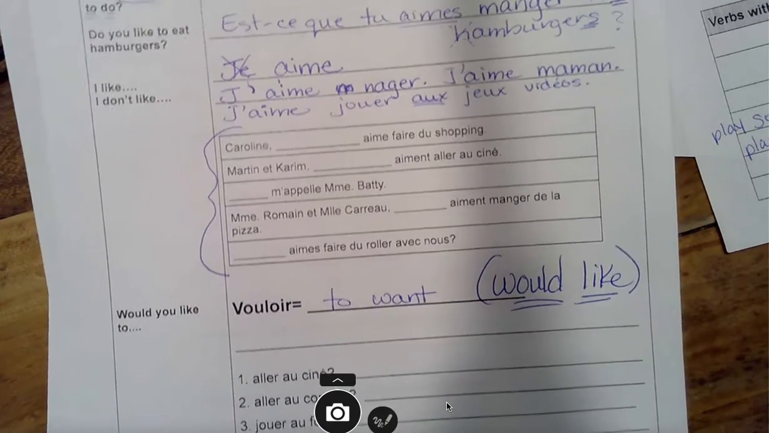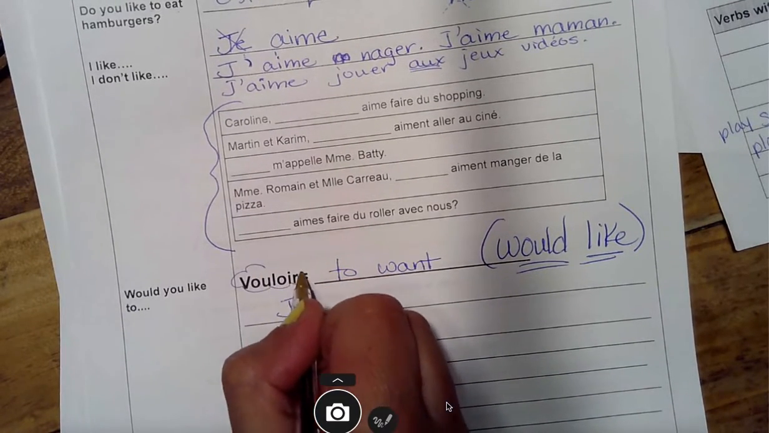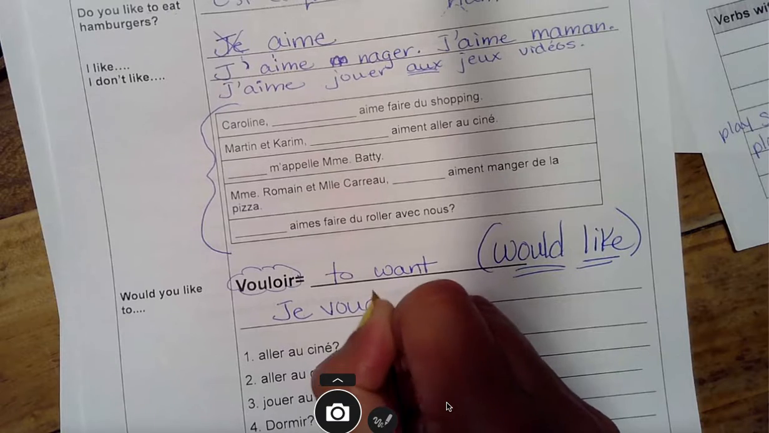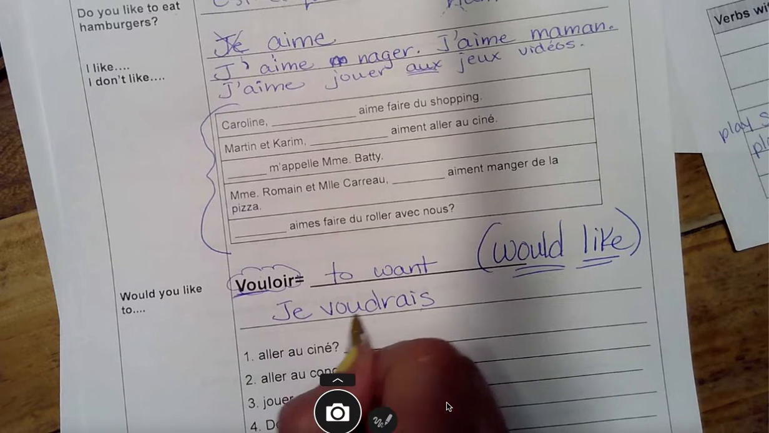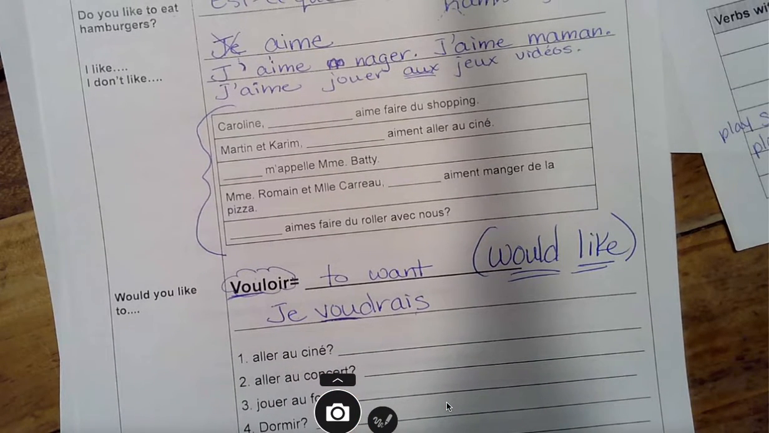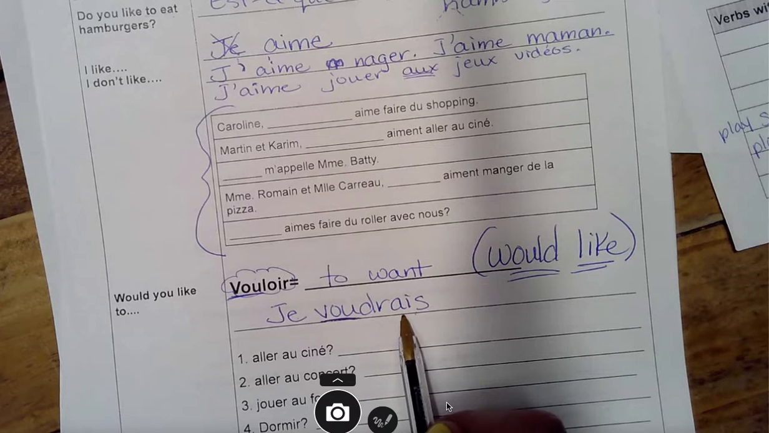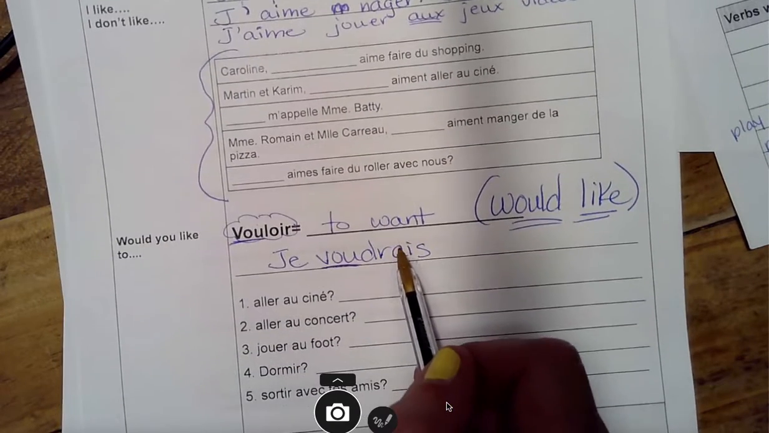So to say I would like, we would say je, and then we have to take this verb and conjugate it for je. And it goes like this. Je voudrais. I know it doesn't look like vouloir except for the VOU part. But I just want you to start using this. We're not actually going to talk about vouloir until probably the end of summer. But knowing je voudrais is very helpful because then you could say, I would like some money. I would like a glass of water. I would like something. It's a very polite way to say something. So it's always good to know.